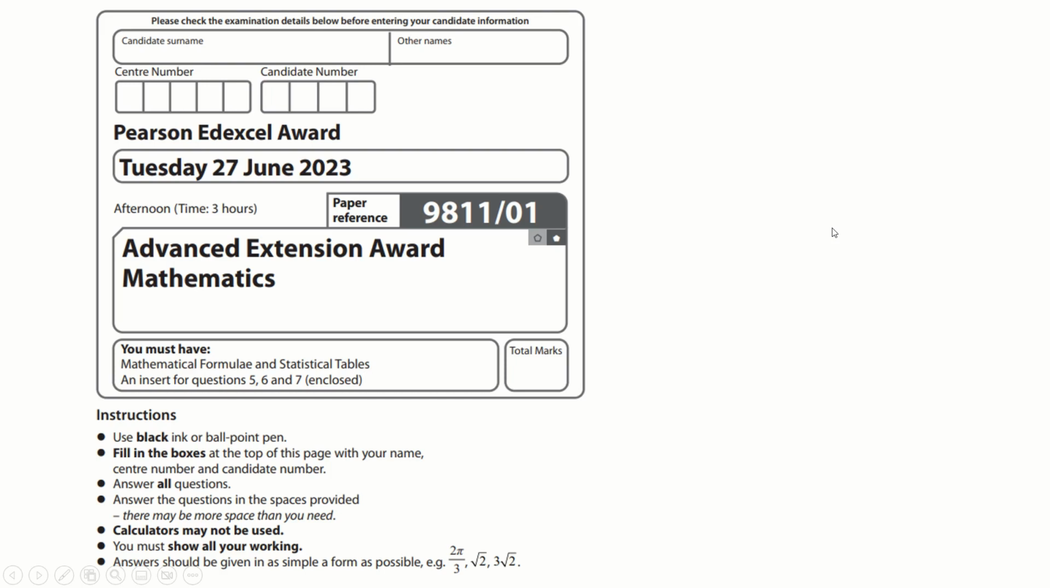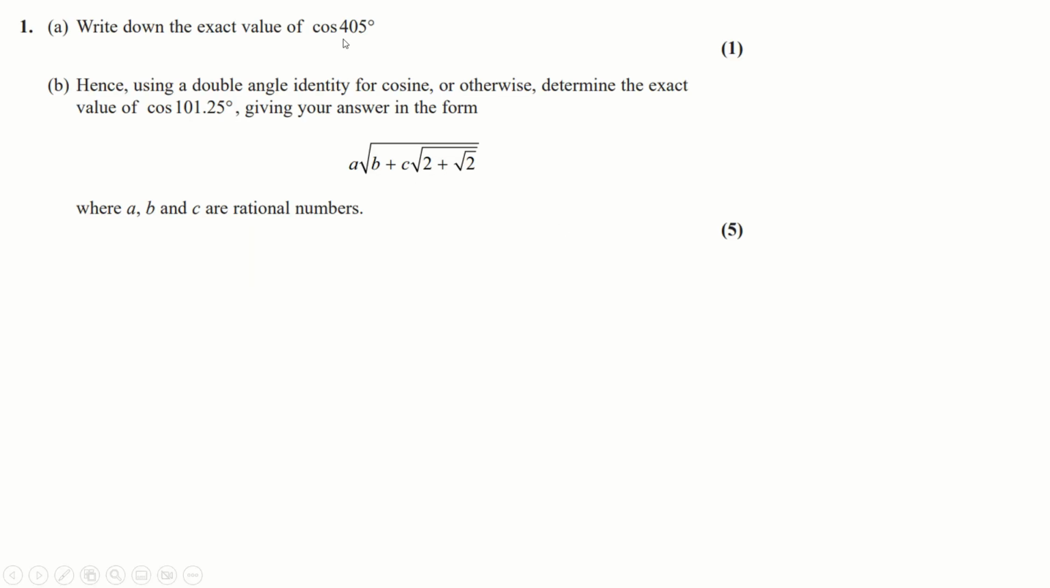This is the Advanced Extension Award from 2023. Let's just get straight into it. Cos is repetitive every 360, as we know, so just take away 360 from that to get cos 45, and it's the same thing, which is 1 over root 2.